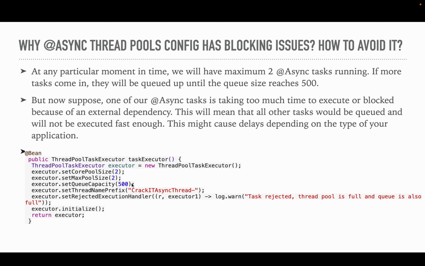The solution looks good, but there is a problem. What is the problem? Assume one of our async tasks is taking too much time to execute or is blocked because of an external dependency. There is an external dependency and that is taking a lot of time, which will consume one of the threads most of the time. If that happens, all the other tasks will be queued up and will not be able to execute very fast. Why did we move to asynchronous? We moved to asynchronous because we want our application to perform much better. But if there is this problem which is blocking the thread, then what will happen? This is an issue. We need to configure our thread pool task executor really well.